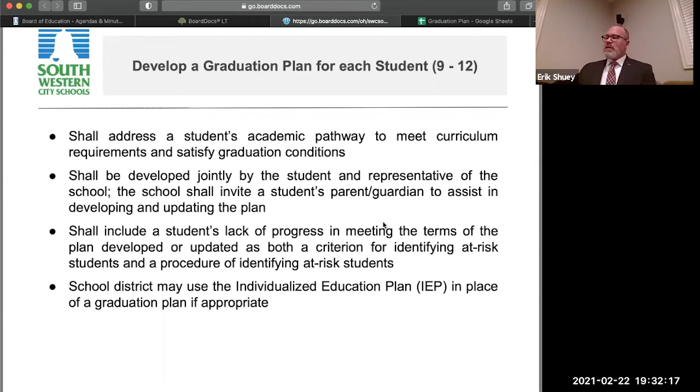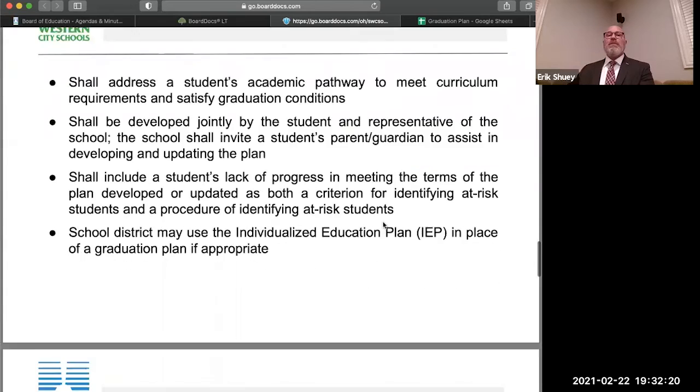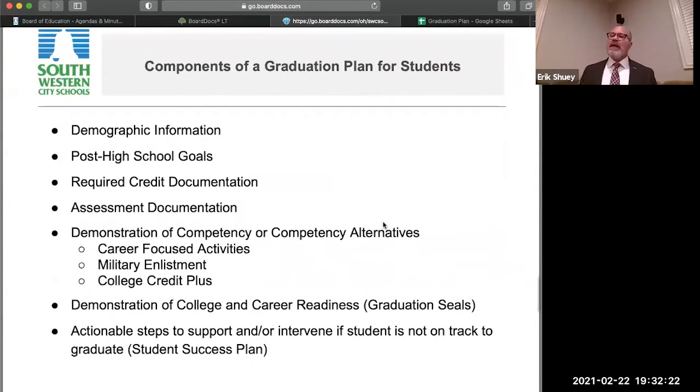So I guess at this point, a little bit about the components of the actual plan. Obviously, demographic information. We have to have post-high school goals. We have to have some place where we can really document credit that is earned at the high school. What about their assessments? Are they meeting the end-of-course requirement, graduation requirements? If the new requirements also include the demonstration of competency or the competency alternatives, we have to have a place to go that also takes that into consideration.